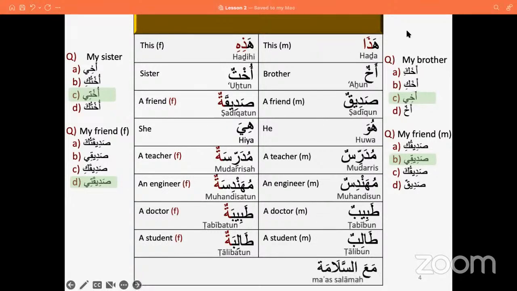The last word we want to learn is more of a phrase. We want to say goodbye. We say ma'a salama. Ma'a salama. Goodbye. It means with safety, but we can translate the meaning as goodbye. Ma'a salama. That's goodbye. Okay. Let's just revise the concept over here.